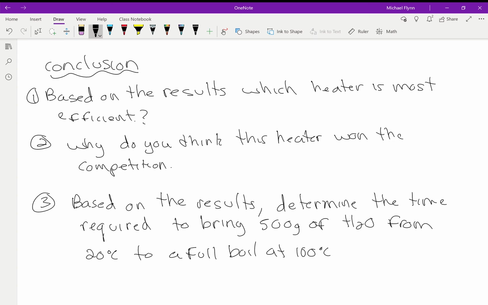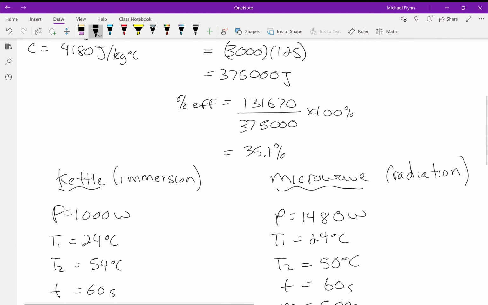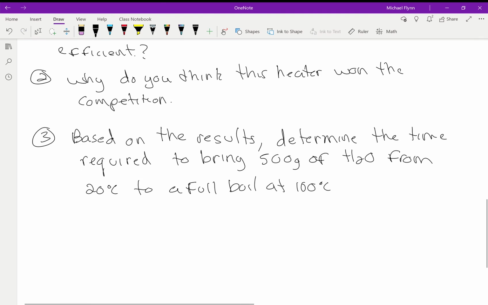Now the stove has the advantage of being 3,000 watts, so it's pretty powerful, even though maybe not very efficient at 35%. Still, how much time will it take to bring water to a boil? It's a pretty simple calculation. So assuming that the efficiency calculations at the top are true, how much time will it take to bring 500 grams of water to a boil for each heater?